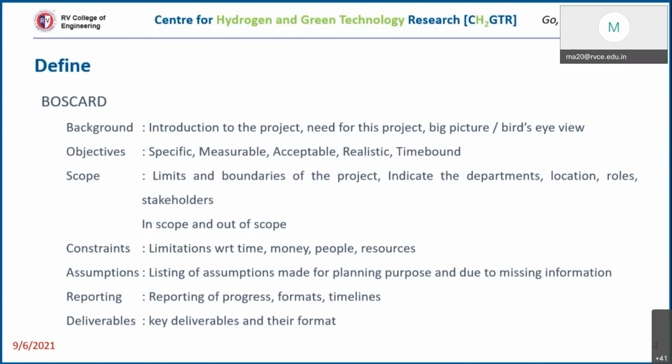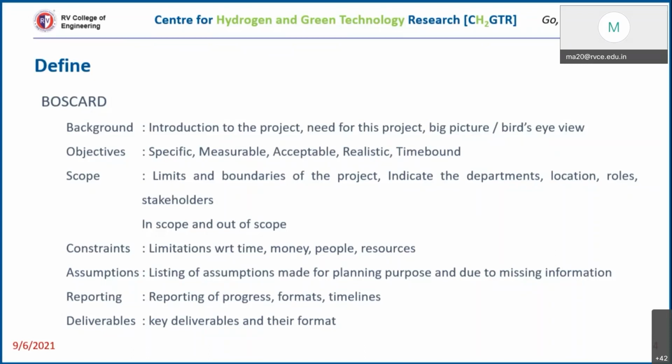To start with, B represents background. In this, we give the introduction to the project. What is the present scenario? You have to start from that broad introduction, then narrow it down to the need for that particular project. First you start with the general background, and then what are the gaps? What makes you start this project? Why this project?